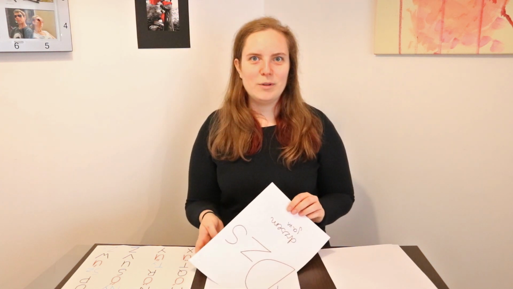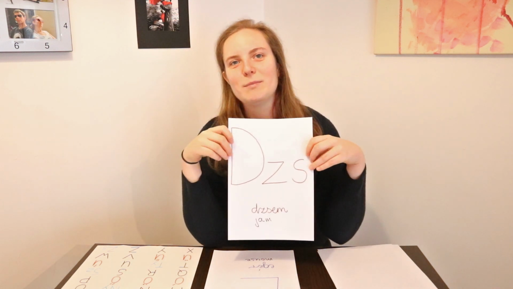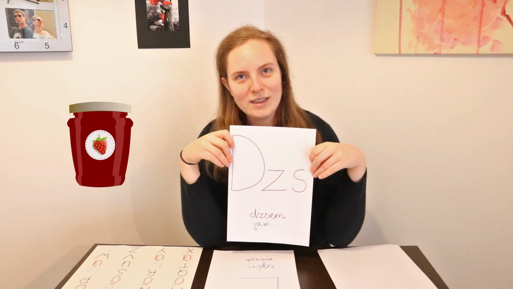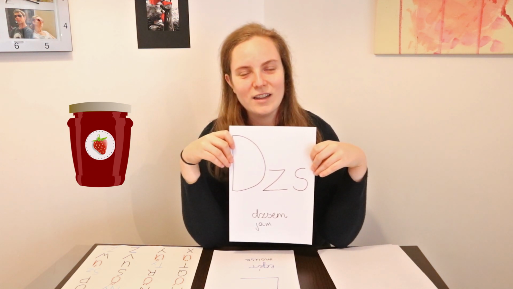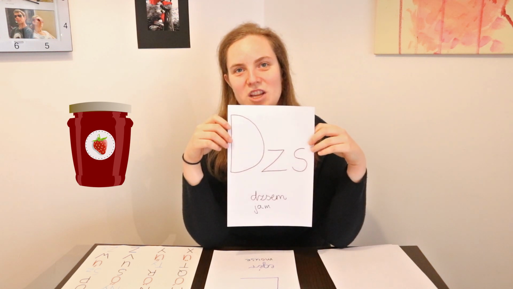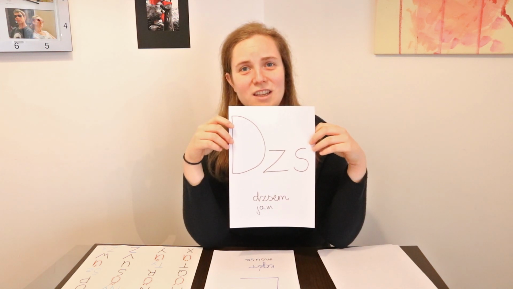Okay, the only triple letter, Dzs. Now this is a terrible spelling of this word, and normally I would refuse to write it down like this, but it is technically correct and grammatically correct. So Dzs means dzsem. It is dzsem, as in English, J-A-M.